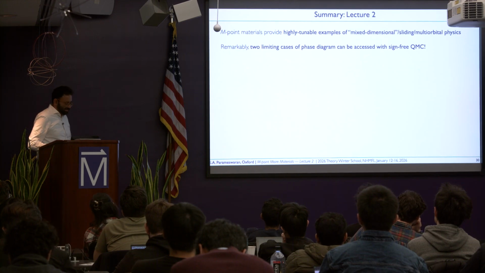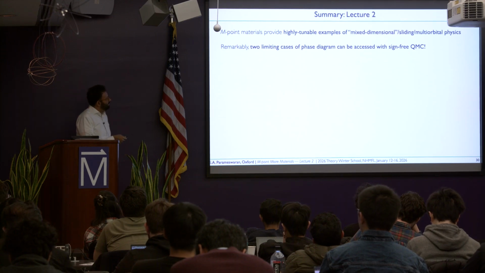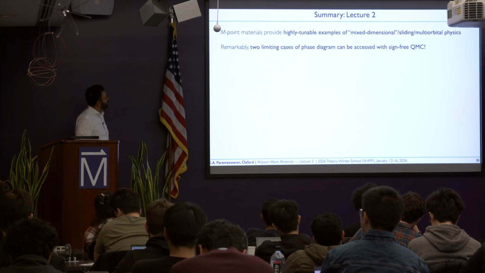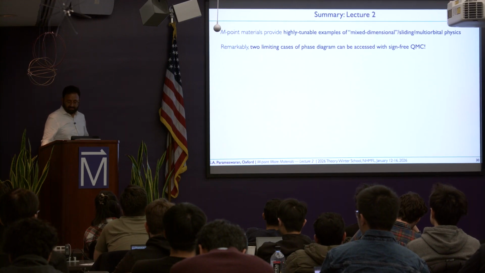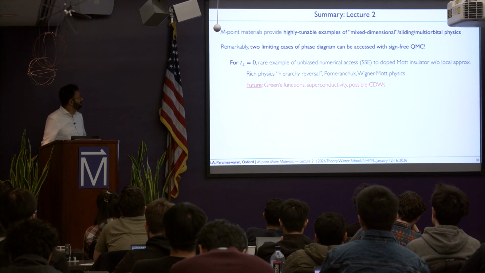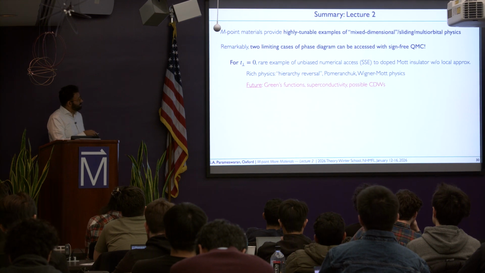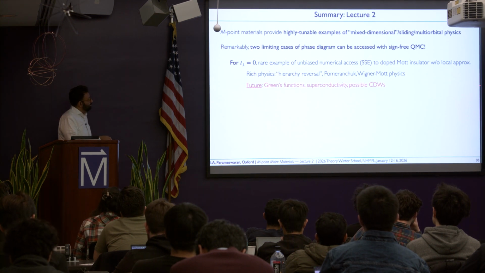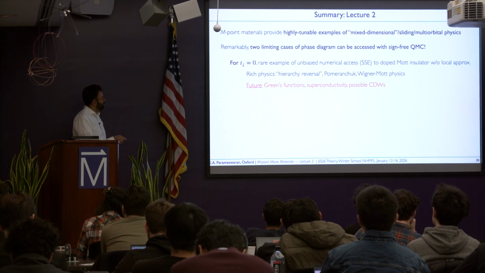So let me just summarize, and apologize for going a bit over time. These endpoint materials give you, I think, highly tunable examples of these mixed dimensional or sliding multi-orbital physics. And I told you how you get them in the first lecture. In the second lecture, I told you there are two limiting cases. For T perp equals 0, we have unbiased numerical access to a doped Mott insulator without any local approximations, no DMFT in sight, in a problem which keeps the kinetic energy.